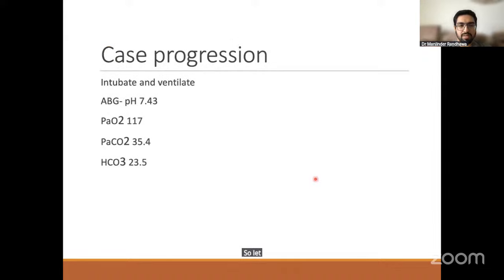So let's say now you've intubated and ventilated this patient. The patient has now stabilized, and your next blood gas is now showing a pH of 7.43, a PO2 of 117, a CO2 of 35.4, and a bicarb of 23.5. So what do you think has happened here?